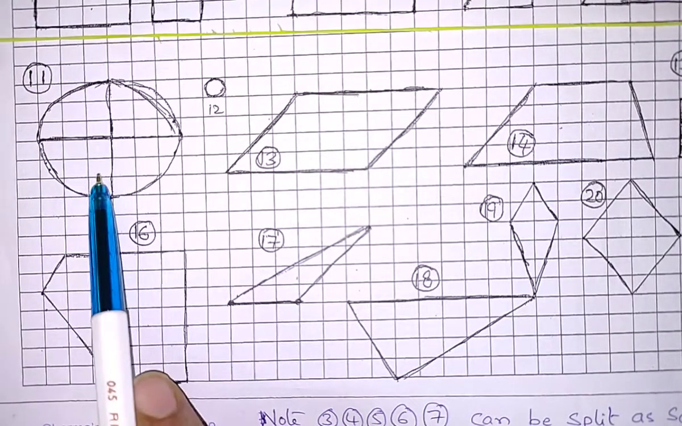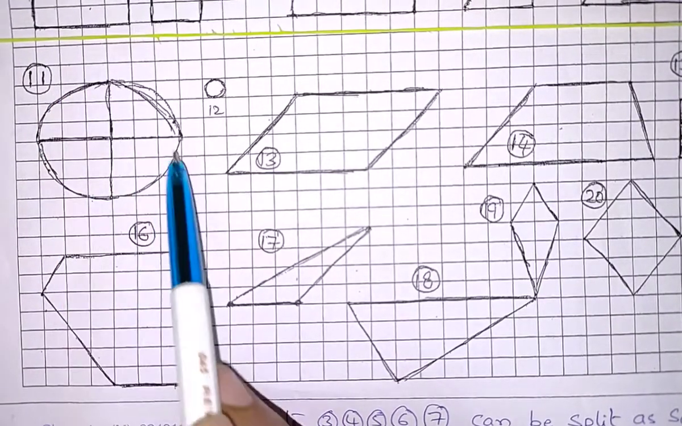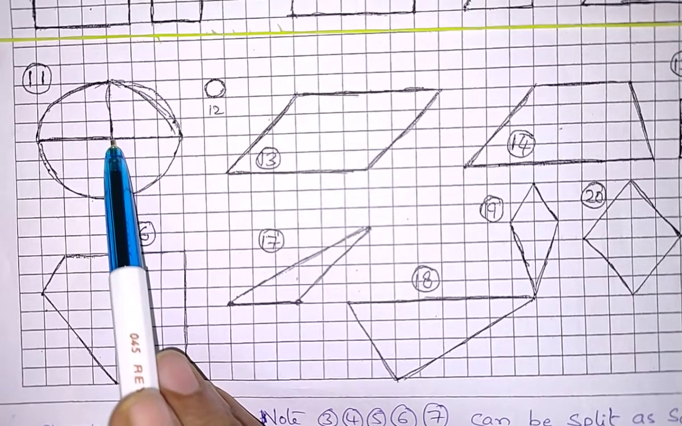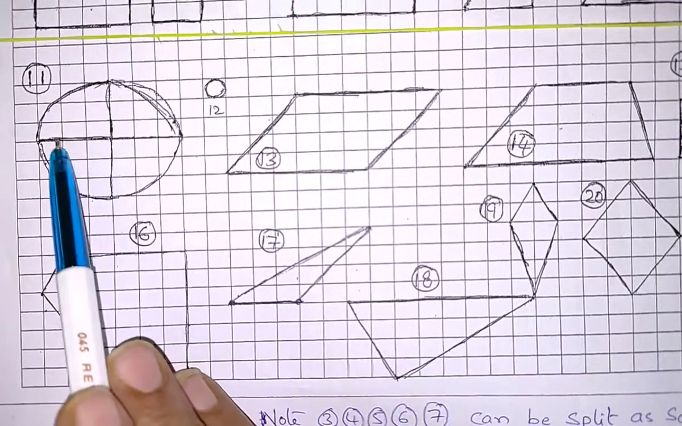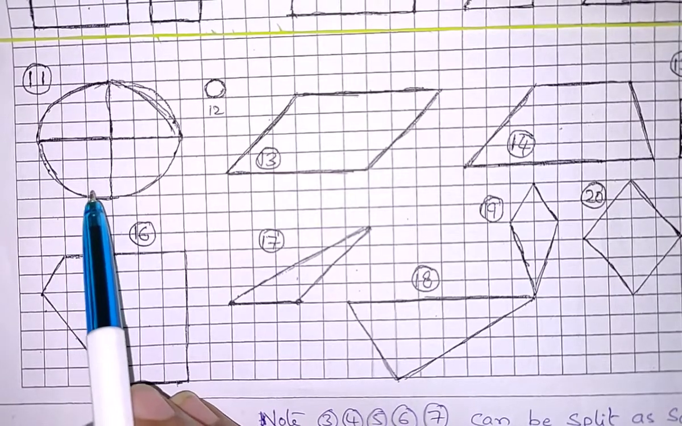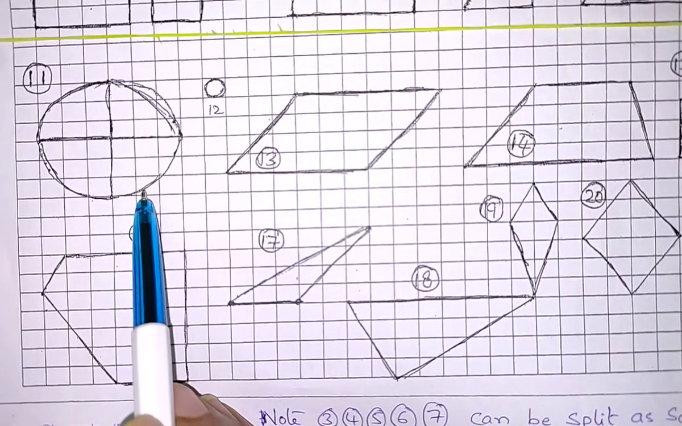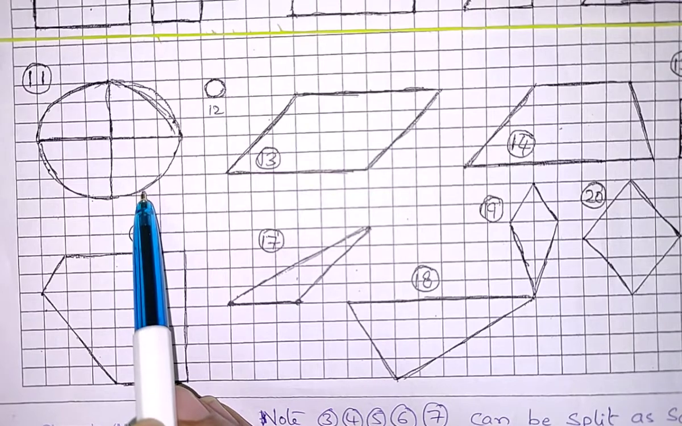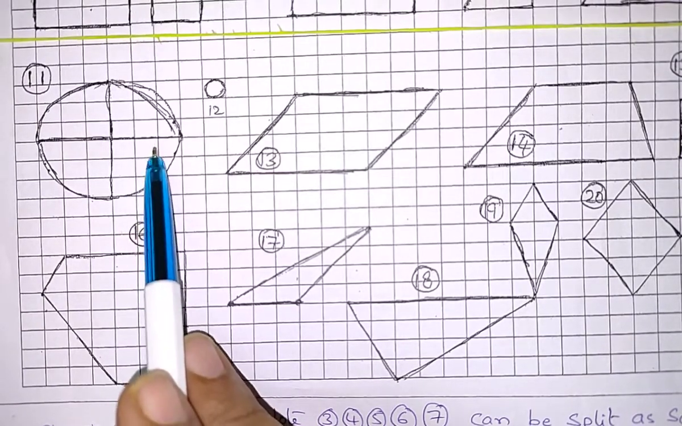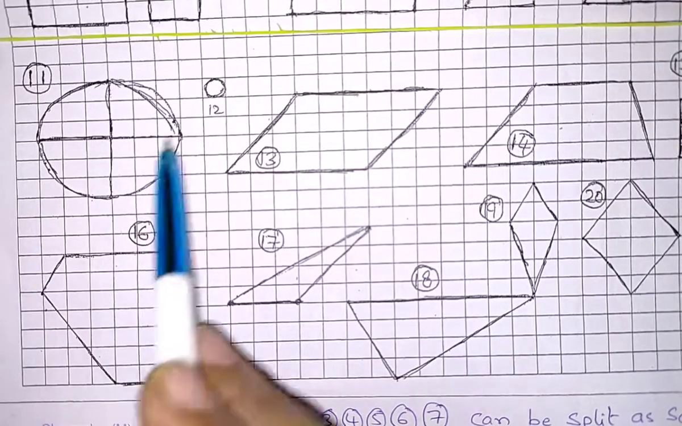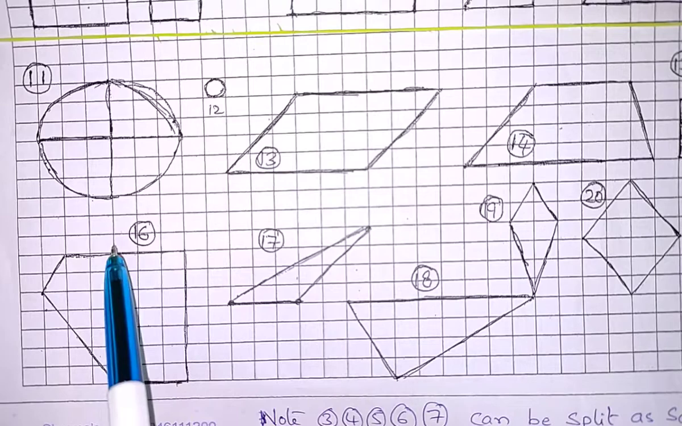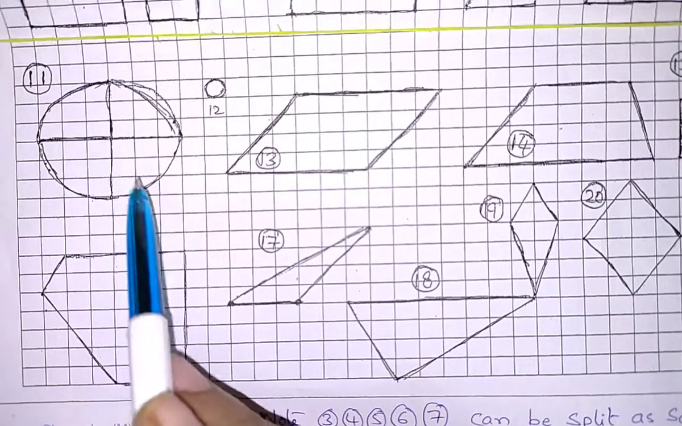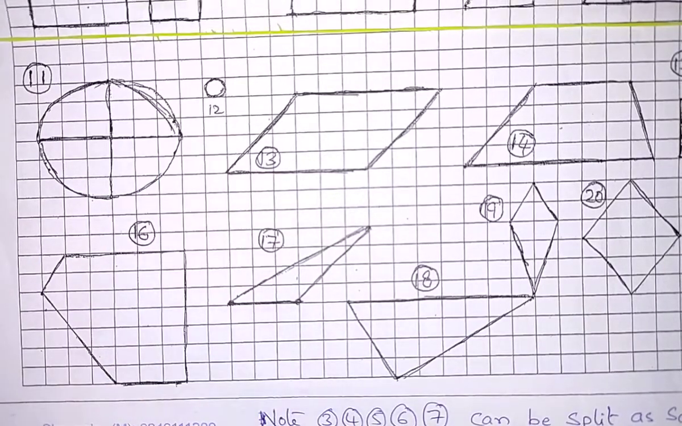Let me do the 11th problem. This is a circle, and its radius from the center, you see, is 1, 2, 3 units. So it is pi r square. Pi is 22 by 7 into 3 into 3. 3 threes are 9. 9 into 22 by 7, or 9 into 3.14, is the area of this circle. If you want the perimeter, you can't count like squares. It is 2 pi r. 2 into 22 by 7 into 3 is the perimeter of this circle.